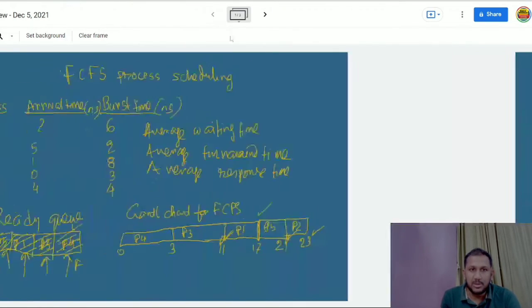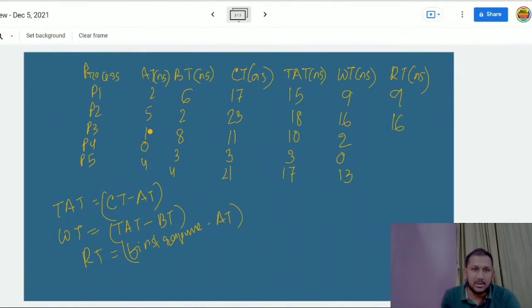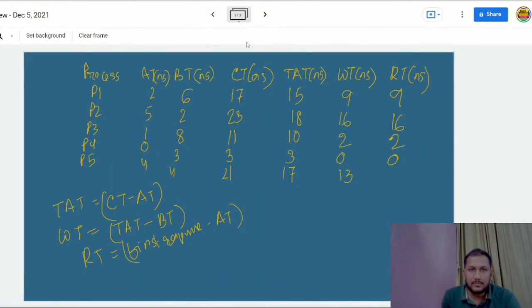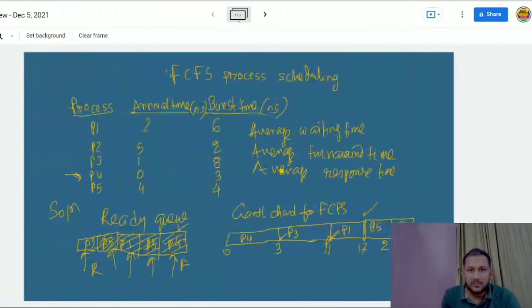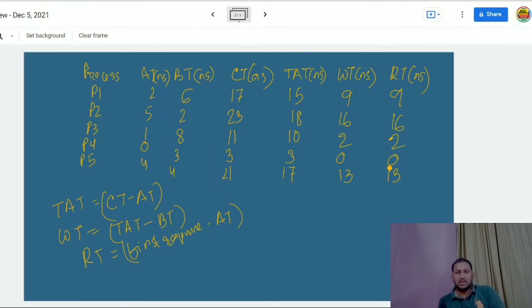Similarly, the first response of P3 is 3, and the arrival time of P3 is 1. That is 3 minus 1 equals 2. The first response of P4 is 0, and the arrival time is 0, so 0 minus 0 means 0. And the first response of P5 is 17, and the arrival time of P5 is 4. 17 minus 4 means 13. So these are the response times of each process.